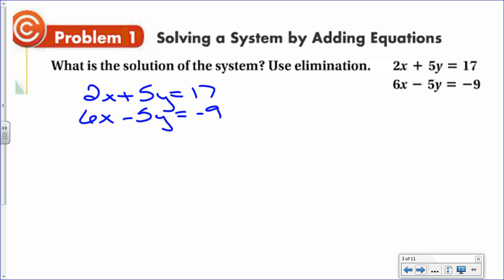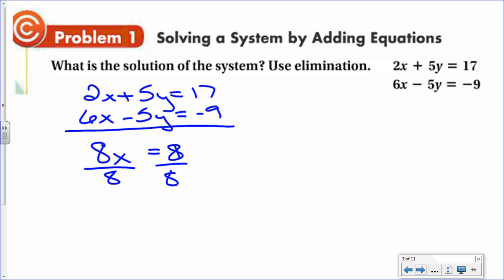Once you have something like a positive 5 and a negative 5, draw a line underneath the problem, and then we're just going to add. Together we'll take 2x plus 6x to get 8x. 5y plus a negative 5y equals 0, so that eliminates. You don't have to bring anything down. Bring down the equal sign. 17 minus 9 gives you 8. Divide by 8. Divide by 8. X equals 1. And we're almost done, guys.